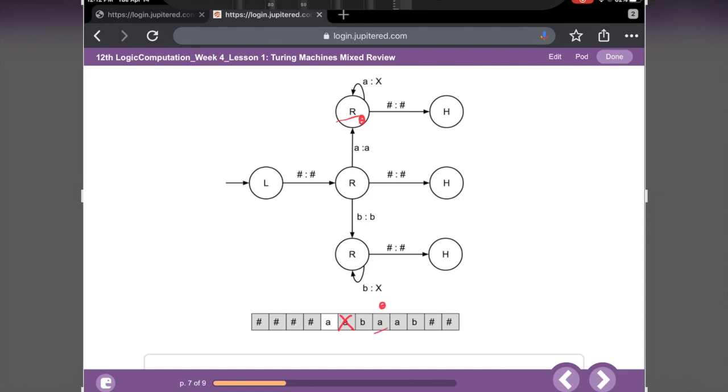Okay, and by this point, I think you might get it now, so let's just jump to the chase. That one's going to be replaced by an X, and then we go to the right. This one's going to be replaced by an X, and then we go to the right. We ignore this one and go to the right, and then we see a pound sign. So then we halt, and now we're here.